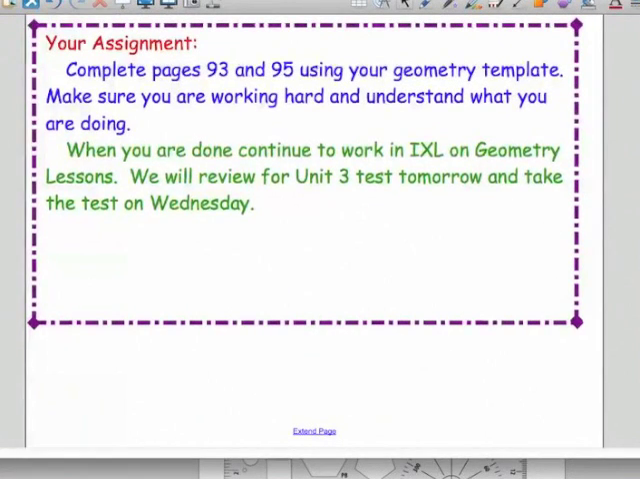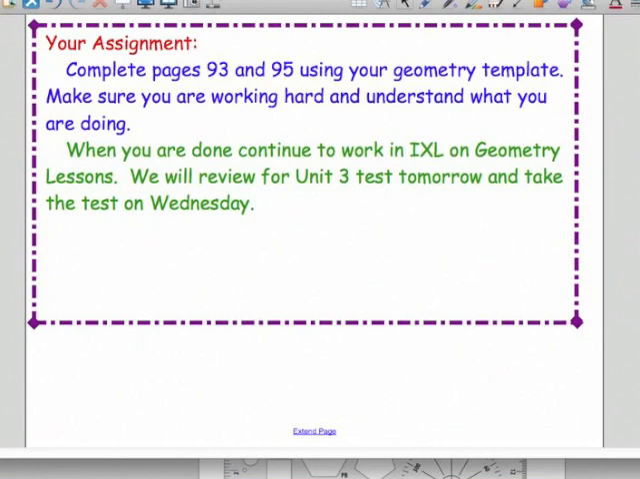So your assignment right now is to go ahead and complete pages 93 and 95. Remember to do your work on the opposite page using your geometry template. Make sure you're working hard and understand what you're doing. Remember to use your resources and then ask for help if you need it. When you're done, I want you to continue to work on IXL on the geometry lessons. I'll write those up on the board.